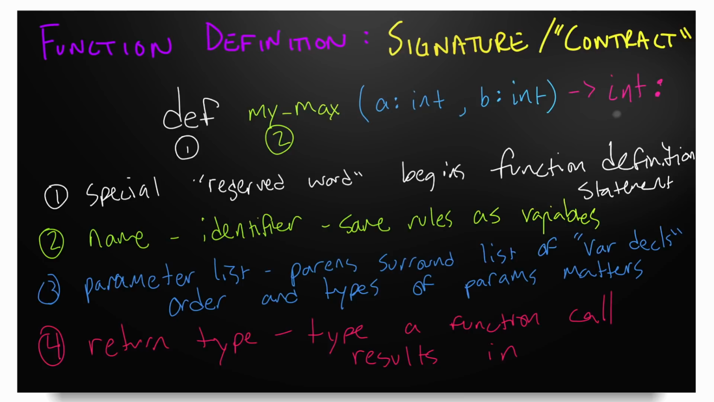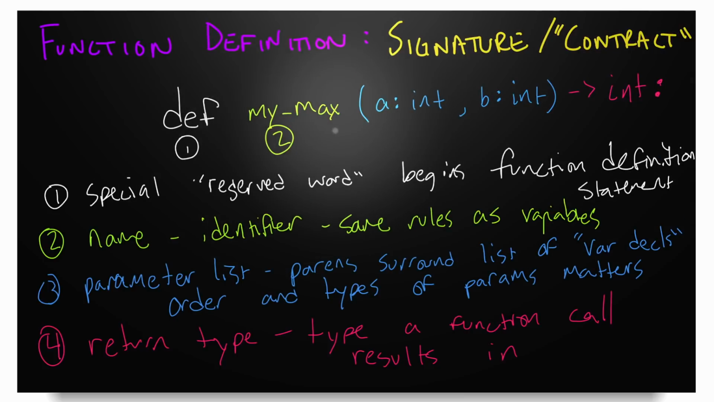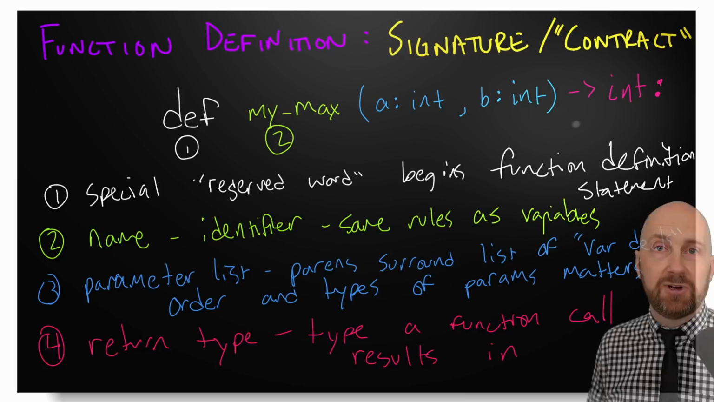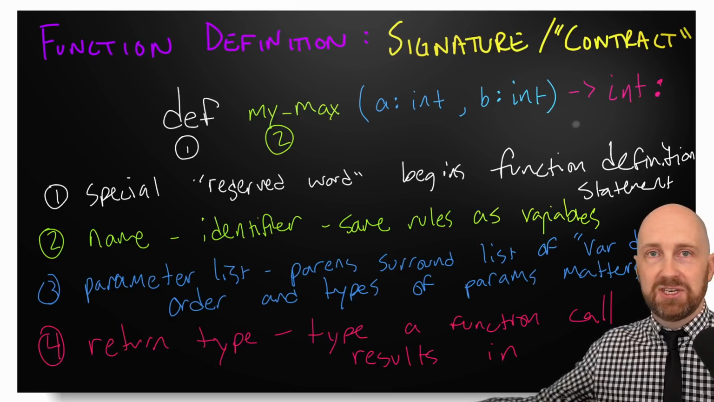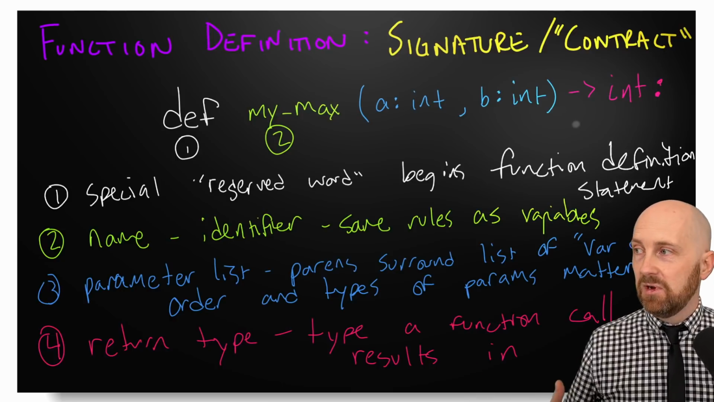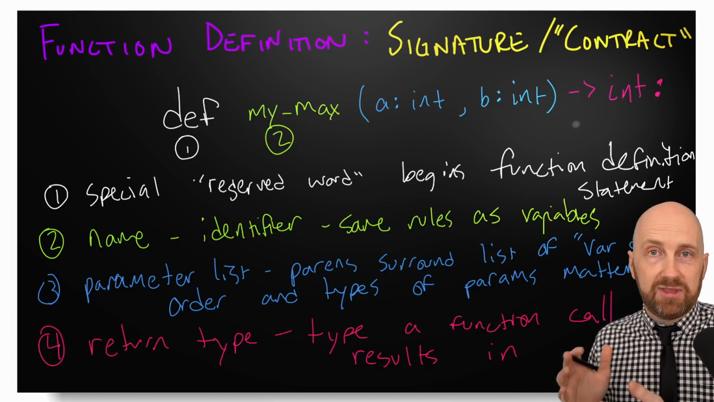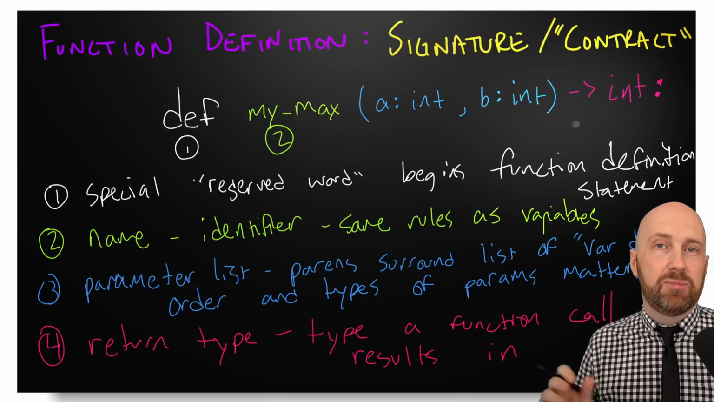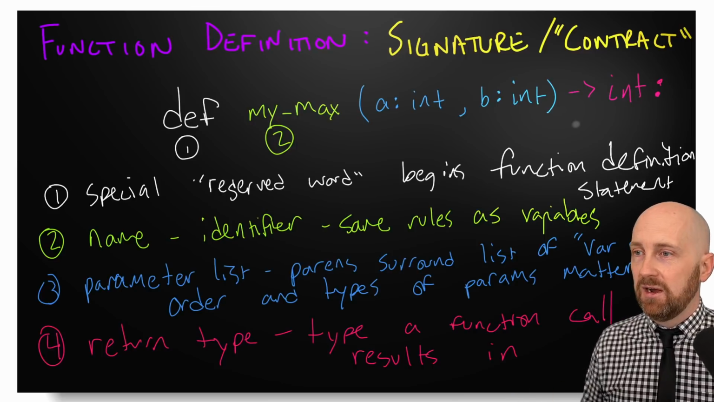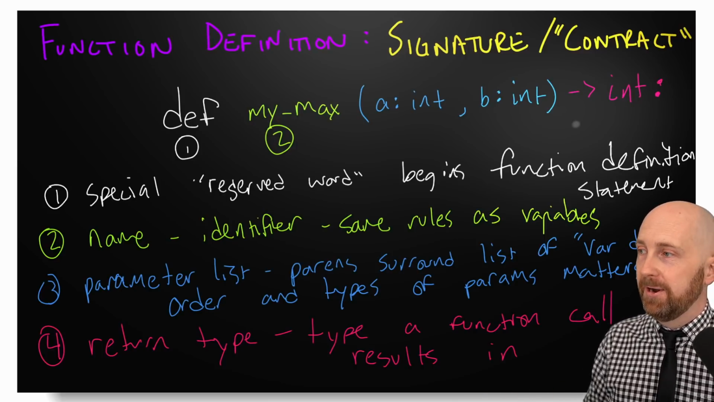Whatever we can do with an integer, we can do with the result of calling my max. Now in this example, all three of these types are the same, but there's no need for that to be true. We could have had a function that took in two strings and returned an integer. You can have a function that takes in two integers and returns a string. There's no assumed relationship beyond what the meaning of the function is between the parameter types and the return type. You can declare them however your function needs. They are all independent of one another.